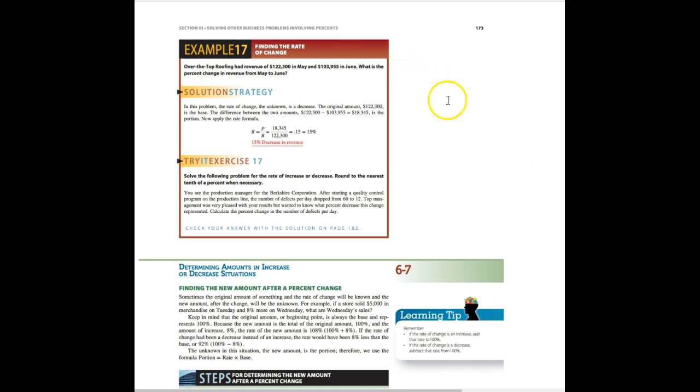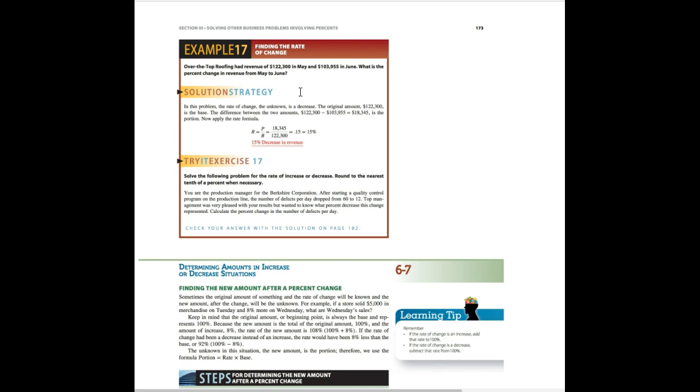All right, we have one more example problem in this section. It's finding the rate of change. It says Over the Top Roofing had revenue of $122,300 in May and $103,955 in June. What is the percent change in revenue from May to June? So again, we are looking for the rate. Our R value is what we're searching for.